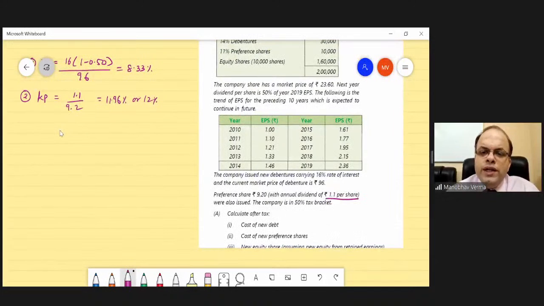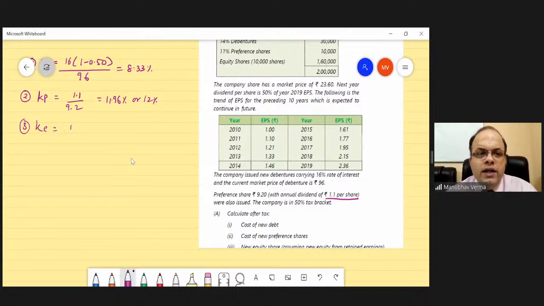Now, new equity share, assuming that new equity is from retained earnings. Guys, if you're assuming that new equity is from retained earnings, what exactly do we mean here? They're talking about existing equity or new equity. What do you think? Existing or kind of a reinvestment? I think the bracket says it all, right? The bracket says it all. So new equity share, assuming new equity from retained earnings.